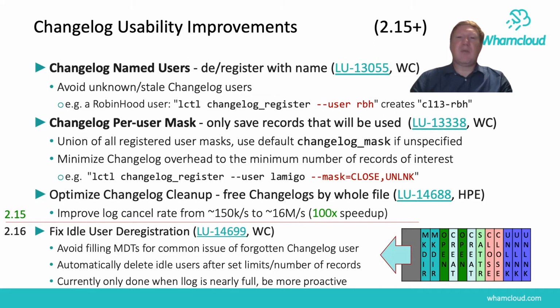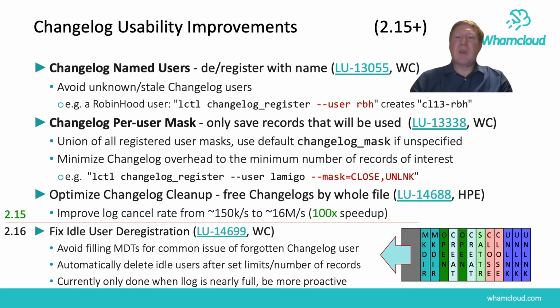And so this is about a 100 times speed up, which means that you can clean up a billion record changelog in 5 minutes or so. The other area that's just starting to be fixed is idle changelog deregistration, but it currently only deregisters idle changelog users if the changelog itself is very full. And that isn't really practical in most cases because you hit other constraints first.